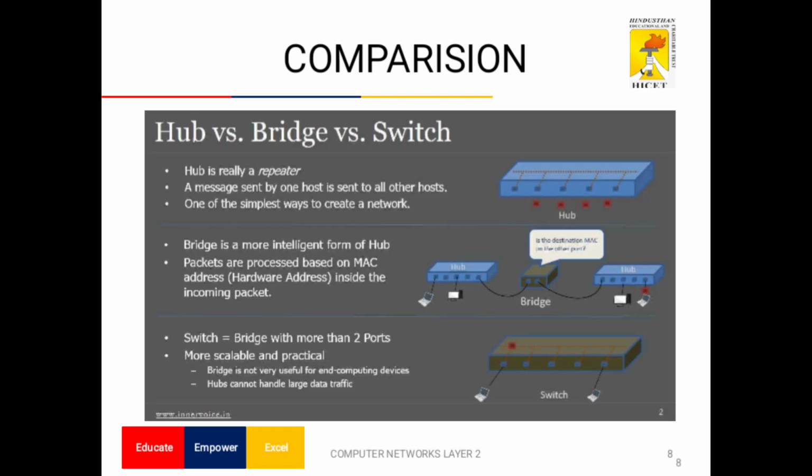Before the switch, we have to know about bridges. This has some more advantages than the hub. In a bridge, the packet is processed based on the MAC address, which is inside the hardware devices. Normally, the MAC address is a hexadecimal address. It consists of a unique identification number of the manufacturer who created that particular device.